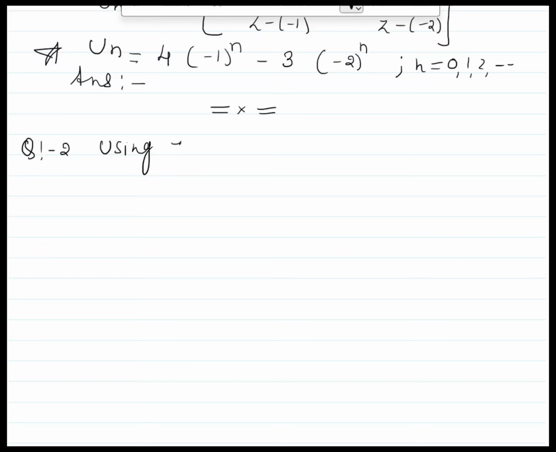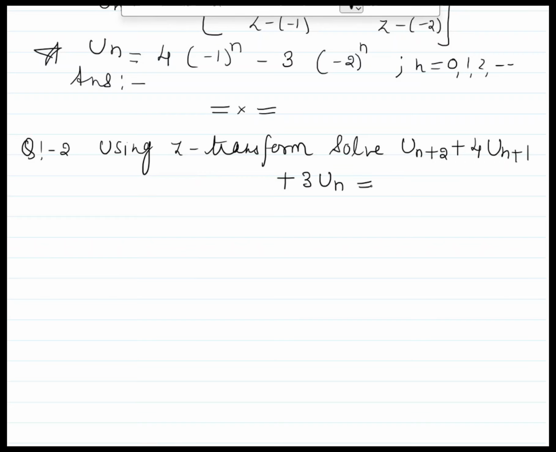Using Z transform, solve u_{n+2} plus 4 times u_{n+1} plus 3 times u_n equals 3 to the power n, with the initial conditions u0 equals 1 and u1 equals 1.